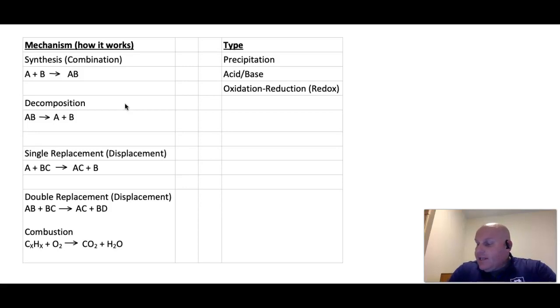Okay, so you can see that if I just go down the left-hand side there, they all look very different on the reactant side. For example, a synthesis or combination reaction has a generic form of A plus B yields AB. That would be something like this: magnesium plus oxygen yields MgO. Obviously, I would then have to balance it. But you can see what a combination or synthesis reaction looks like.